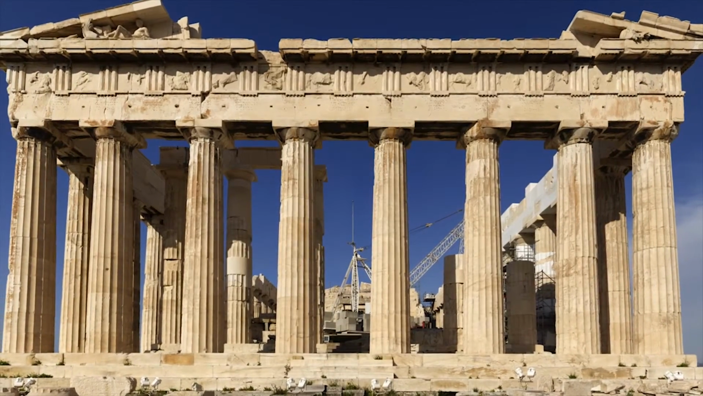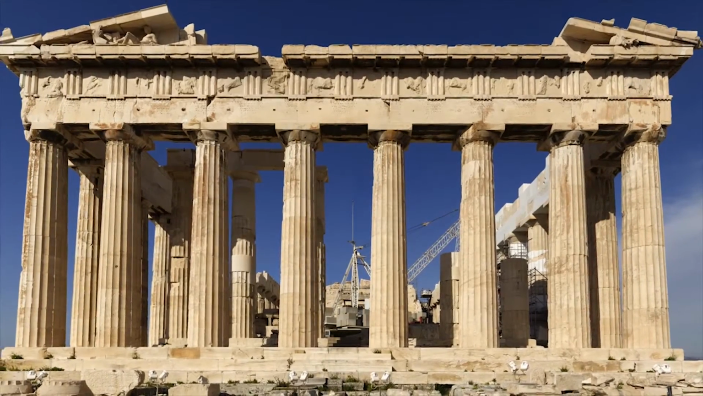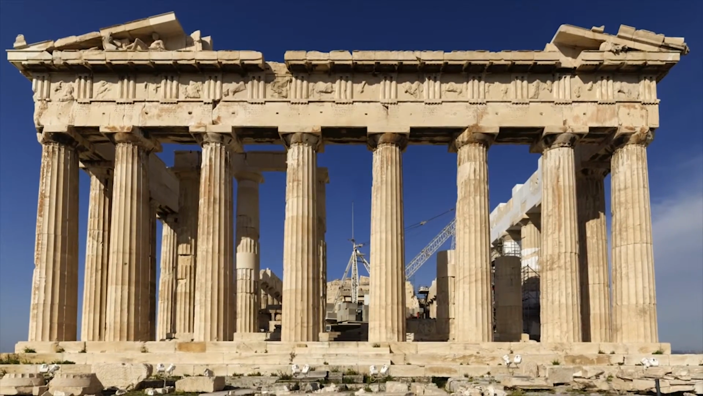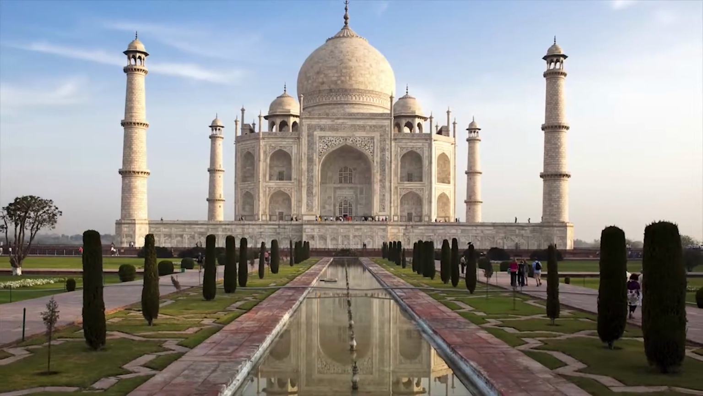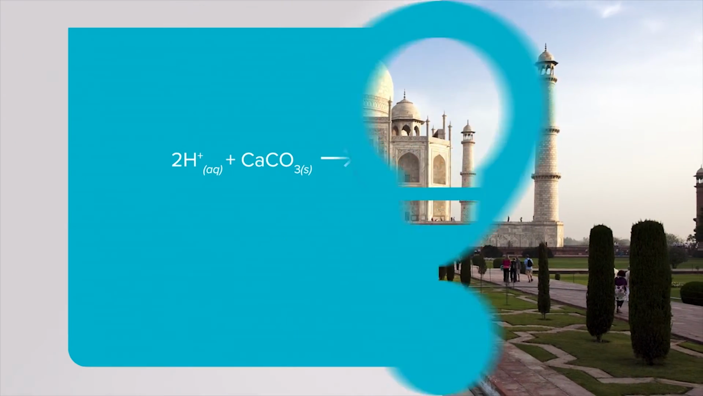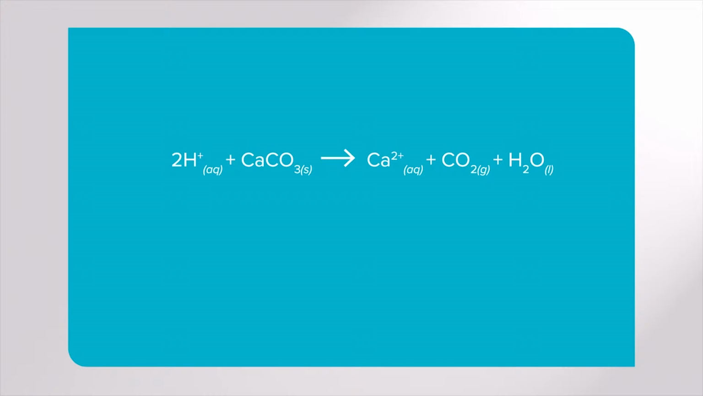Structures of cultural importance are also being destroyed by acid rain. For example, the Greek Parthenon marbles or the Taj Mahal. The equation for acid rain dissolving the marble structures can be written as hydrogen ions from the acid rain reacting with calcium carbonate in the marble to form calcium ions, carbon dioxide and water. Therefore, we can see how the solid marble structure wears away in the presence of acids.